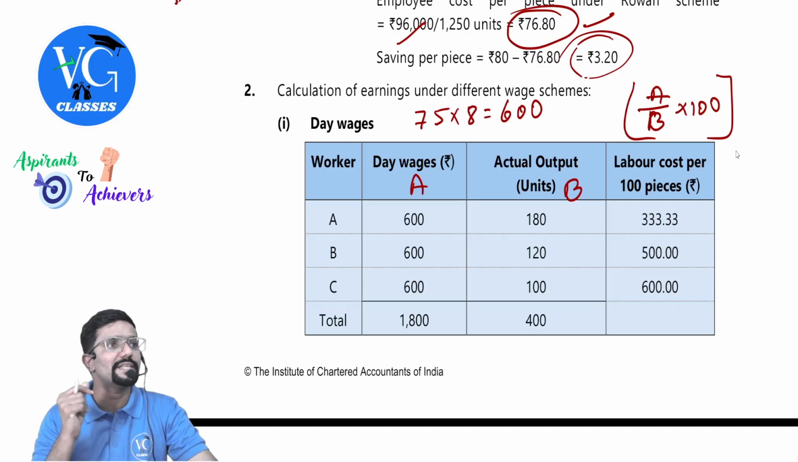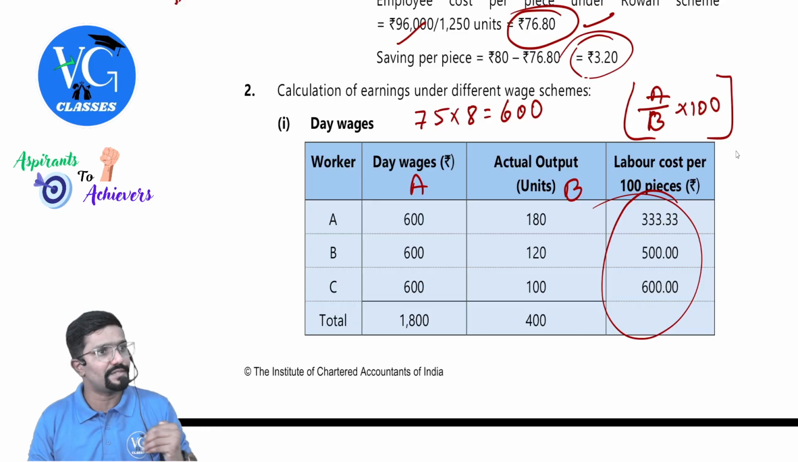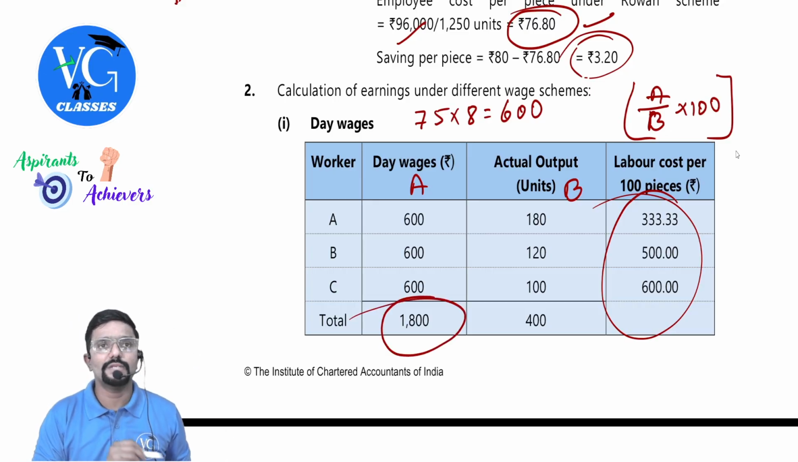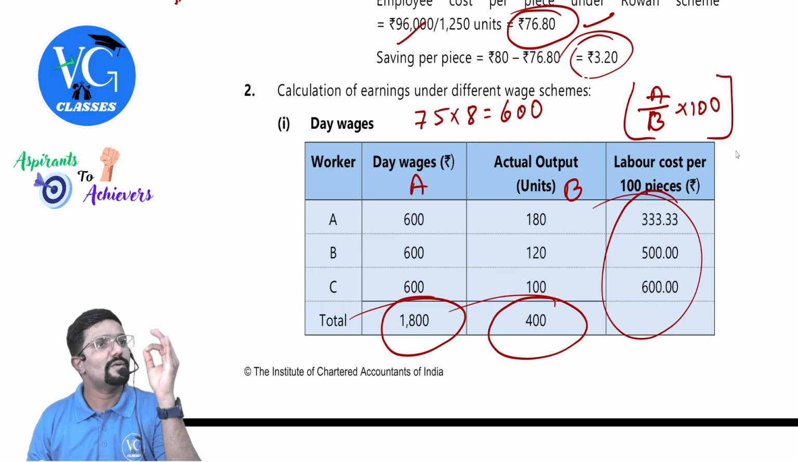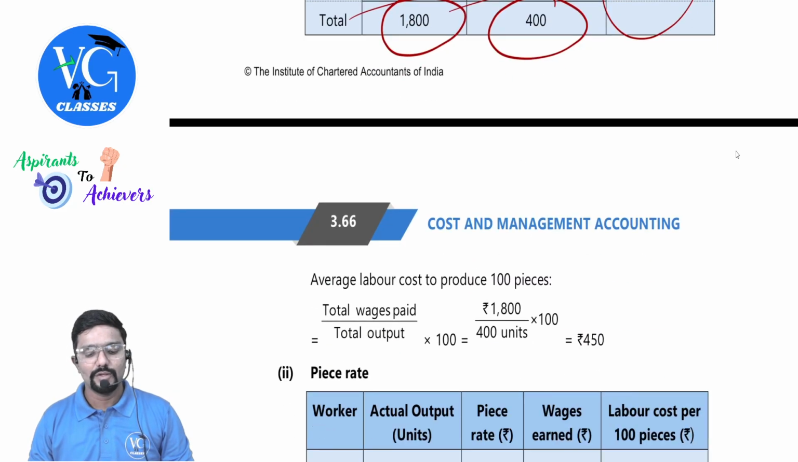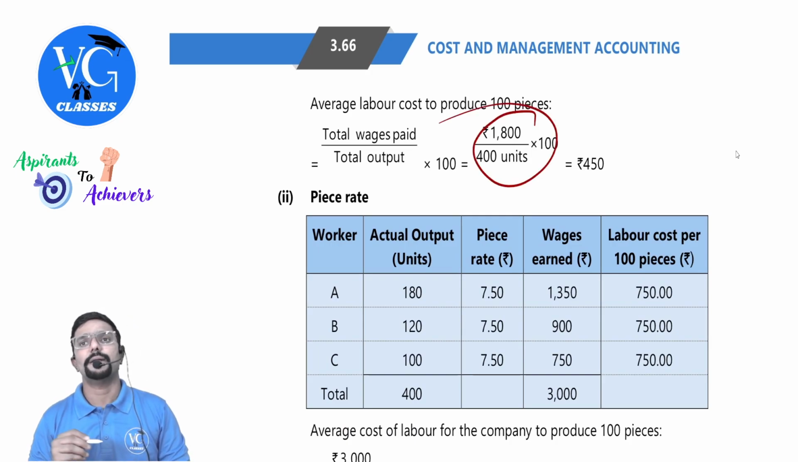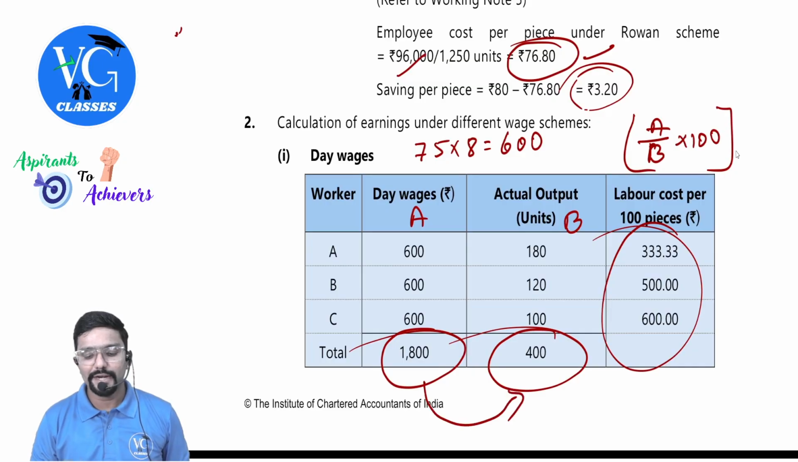Now coming to average cost. Guys, all three workers put together. Whatever we have calculated so far is worker wise. All the workers put together, what is the cost? 1800. How many units have they produced? 400. So on average, what is the labor cost per 100 units? 1800 divided by 400 units into 100. This is for the company as a whole.